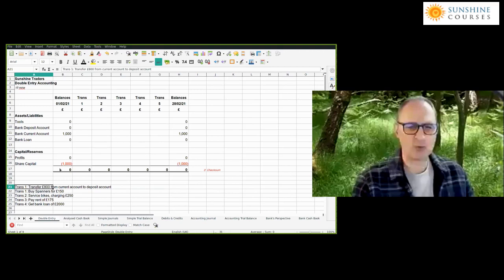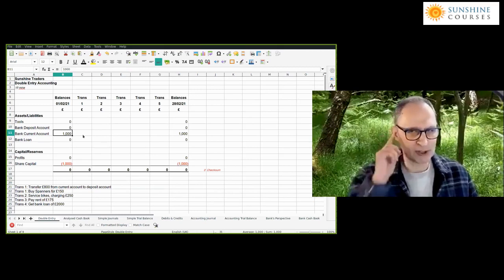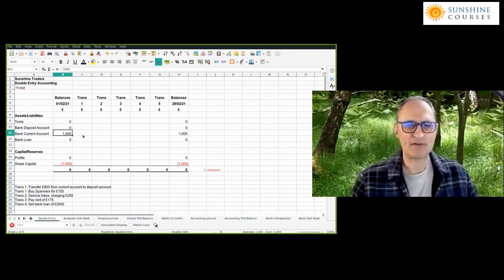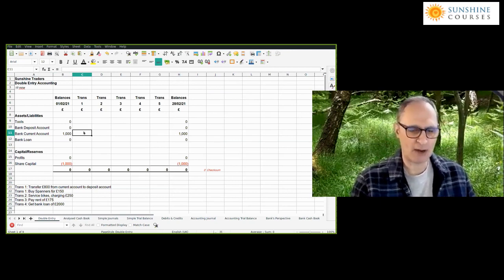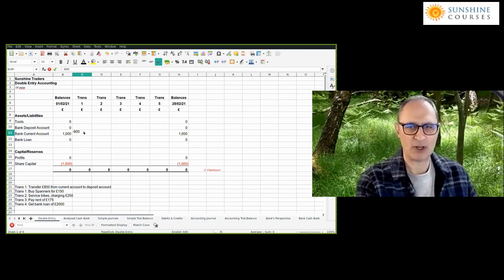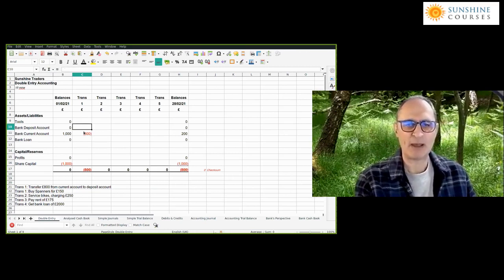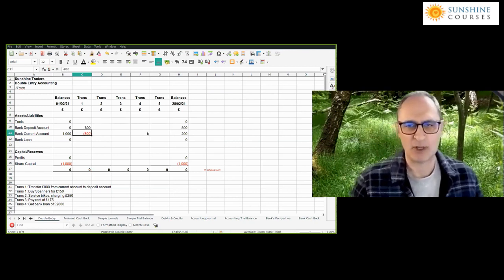What happens if in transaction 1, we transfer £800 from the current account to the deposit account? So the double entry says that we're going to move money from the current account, that's the one side of the entry, to the deposit account, that's the other side of the entry. And the way we record this in accounting terms is we reduce the current account by showing minus £800, because that reduces the bank balance, and that money is paid into the bank deposit account. So we put a plus £800 to increase the amount.